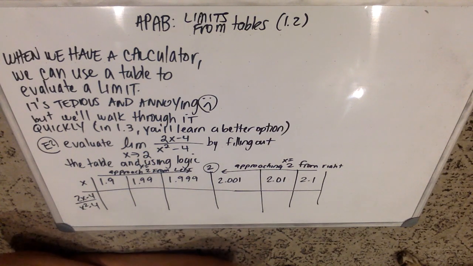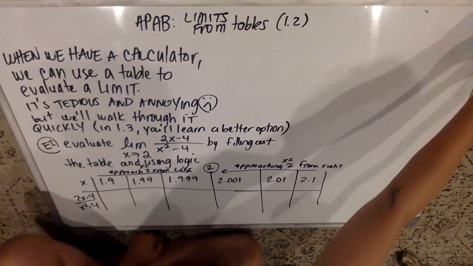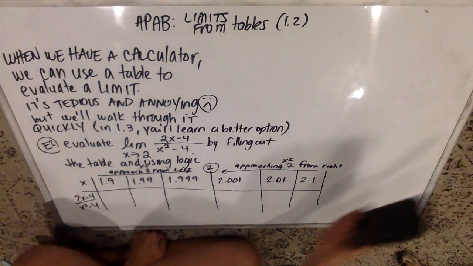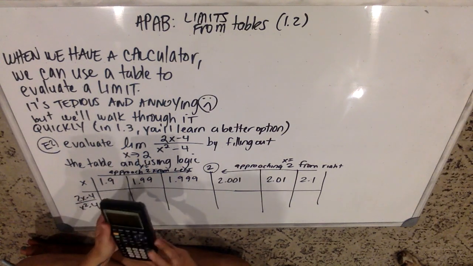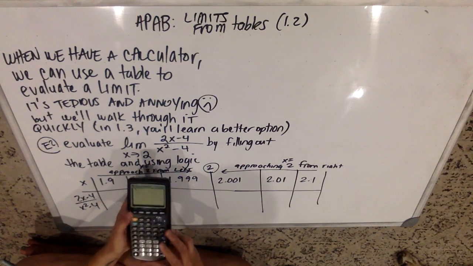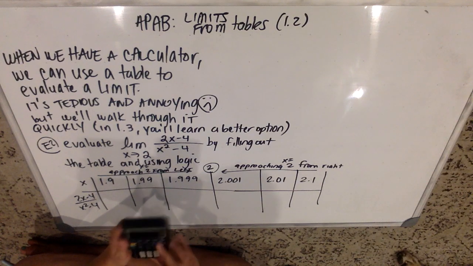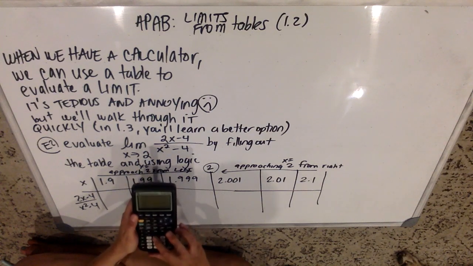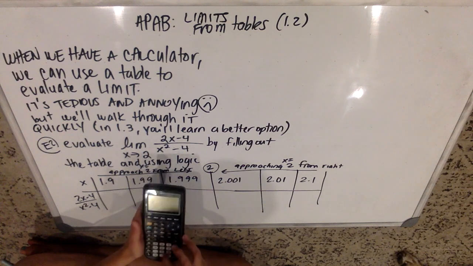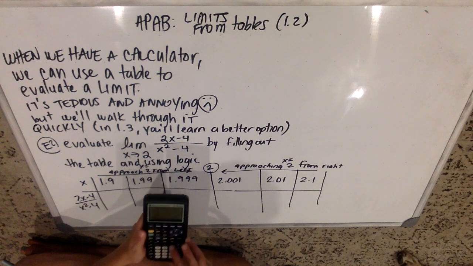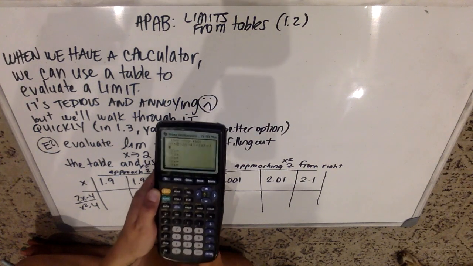When you go to plug this into your calculator, it's no fun. I'm going to own that right away. I would suggest, and you don't have to do this, that you go to your y equals and clear out everything there. I'm going to type in the whole thing: 2x minus 4 in parentheses, divided by, in parentheses, x squared minus 4, in my y1.